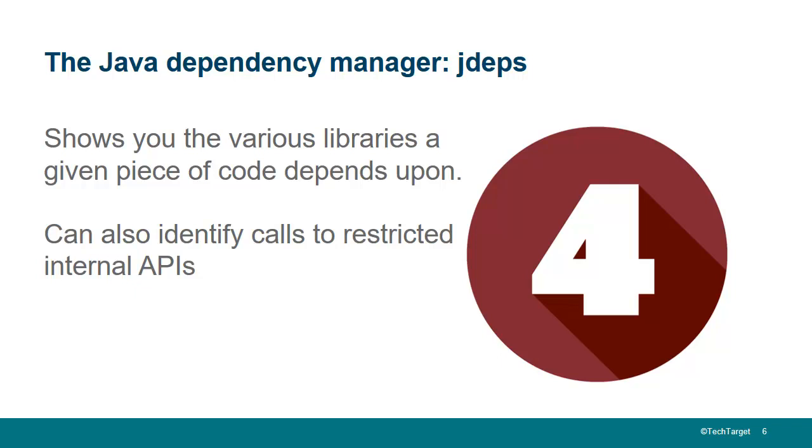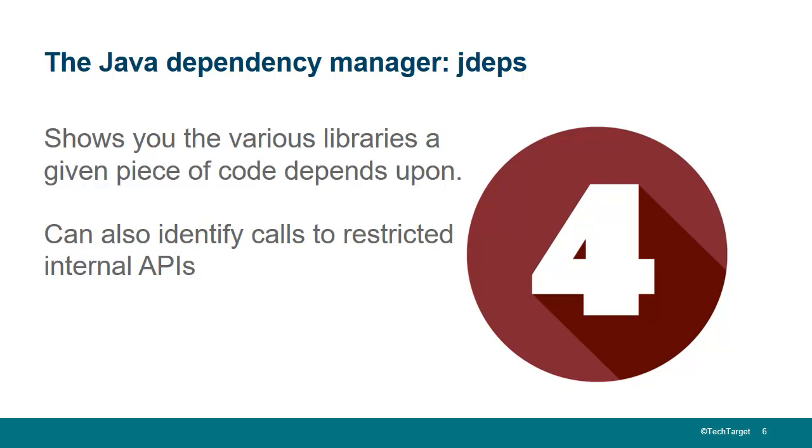Number 4, jdeps, the Java dependency manager. This tells you all of the different external libraries that your Java application is using. It can also tell you about internal API calls that your Java code is making. And it will also give you information on alternative classes to use.